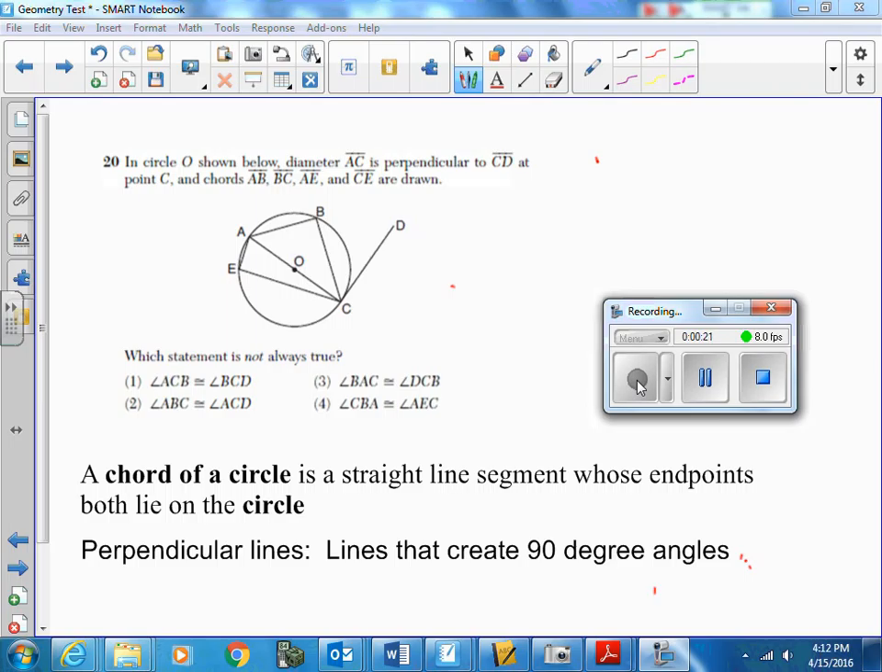I'll read the question, and then you guys can write down this vocabulary, which maybe you wrote down before already, but the more you write it down, the better. And since this is extra credit, if you want to get the credit, you need to write it down.